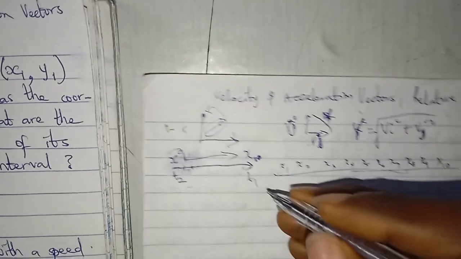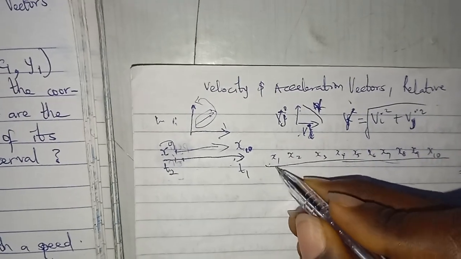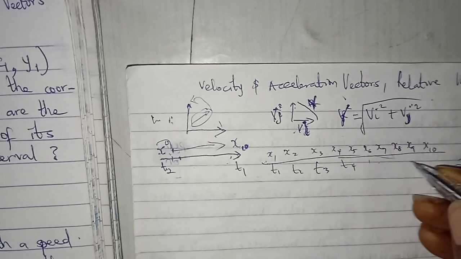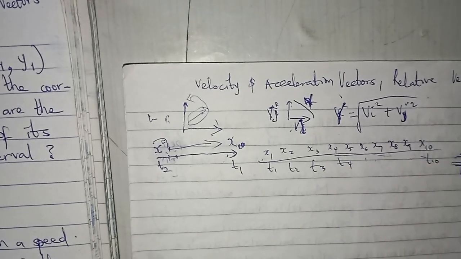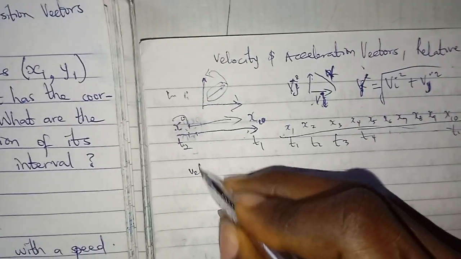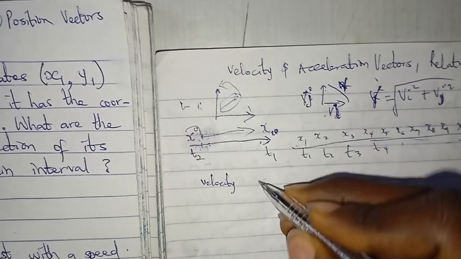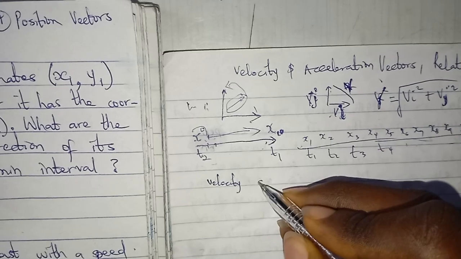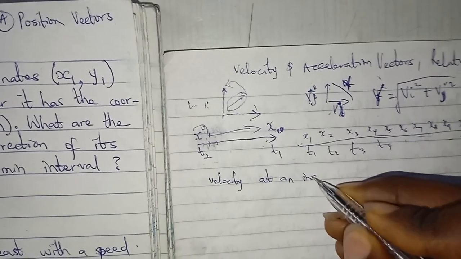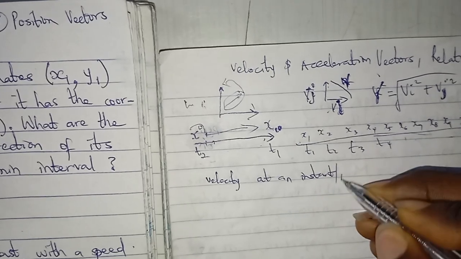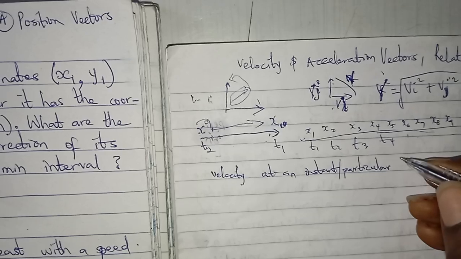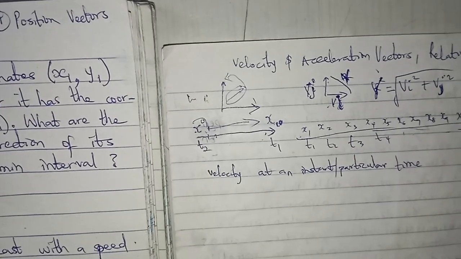When you do this, it simply means that you now have t1, t2, t3 to t4, t5, and so on to t10, to when it happened. So instantaneous velocity is simply velocity at an instant, or you say at a particular time. For each time, that's what instantaneous velocity means.